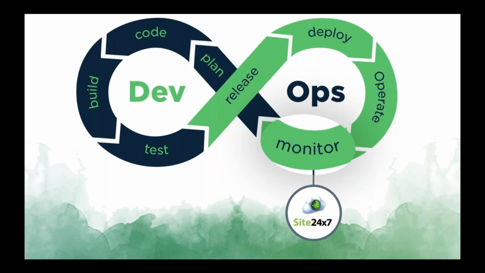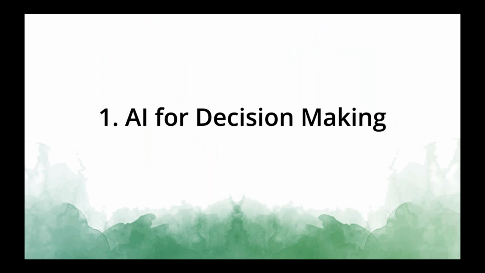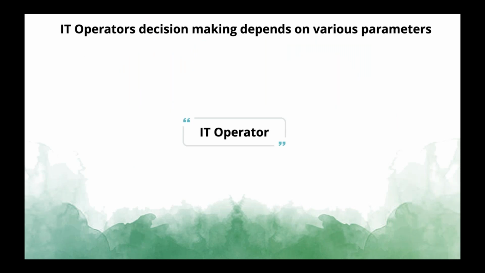So what all do we have? AI can be used for some decision making. Let's quickly see some examples of what decision making it can help. It's a use case where IT operators have to make some decision if something goes wrong. So you get an alert saying that your application is down. What does an IT operator do? He or she has to make a decision, or find out the root cause as to why it has failed.